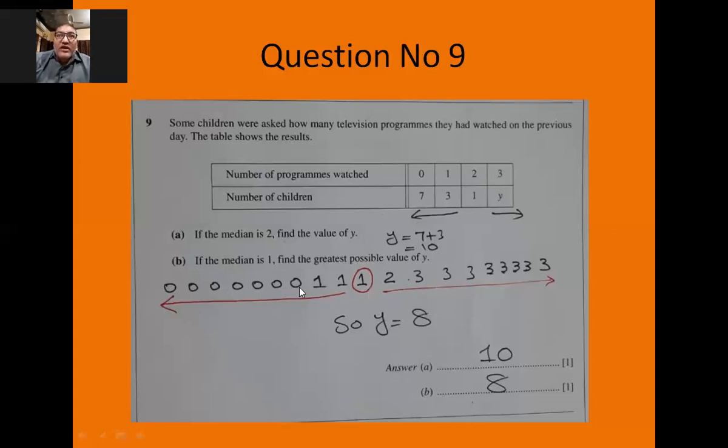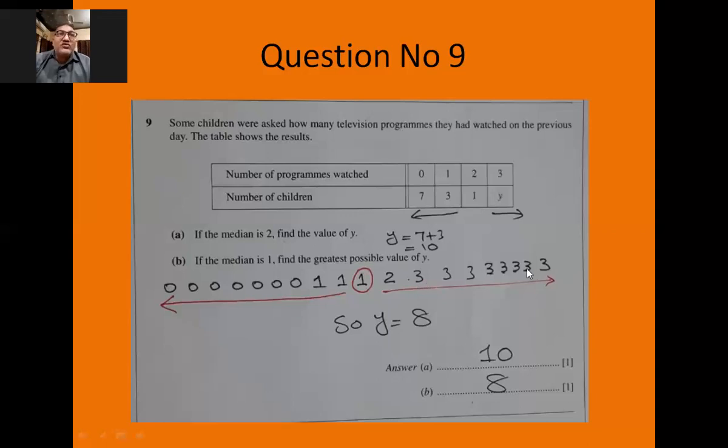So if you want the greatest value of Y, then the most, this one should be the median. Then I check how many members are there on the left side. So you have 1, 2, 3, 4, 5, 6, 7, 8, 9. So there are 9 members on this side. So 9 members should be on the right side. So this is 1. So 1, 2, 3, 4, 5, 6, 7, 8. So total 9 members here. So 9 members on this side. So the 9 members should be on this side.